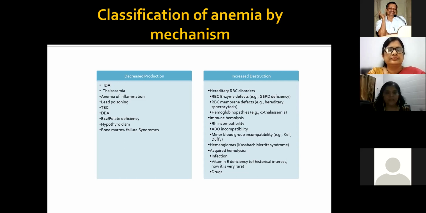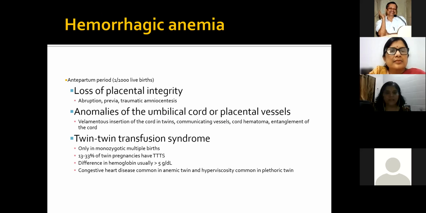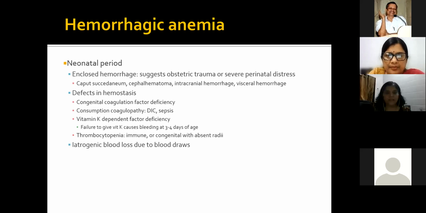And as I said, you generally should not get a nutritional anemia before 6 months of age. There is hemorrhage, which all pediatricians and neonatologists in this group would have dealt with. This could be antepartum, intrapartum, or even in the neonatal period. Most of the time it is blood loss that is happening, or it could be sepsis that could be the reason for this. So to get into hemorrhagic anemia, I will switch on to the next part.